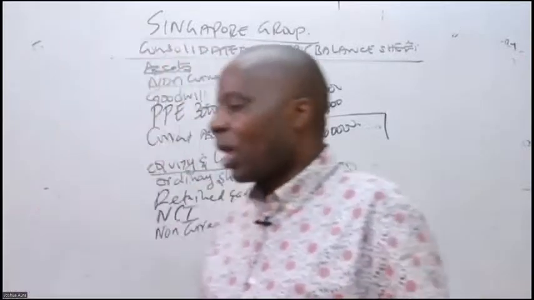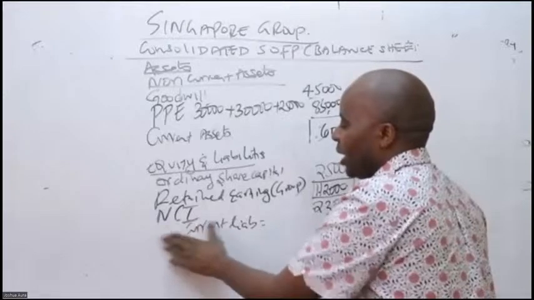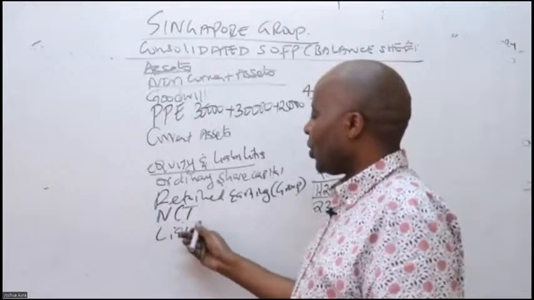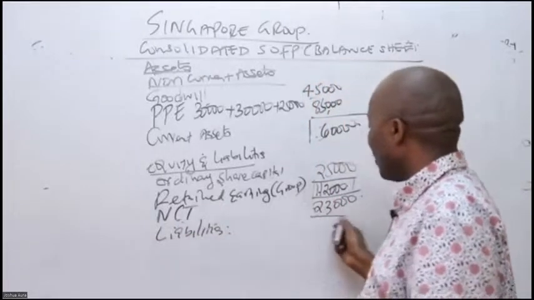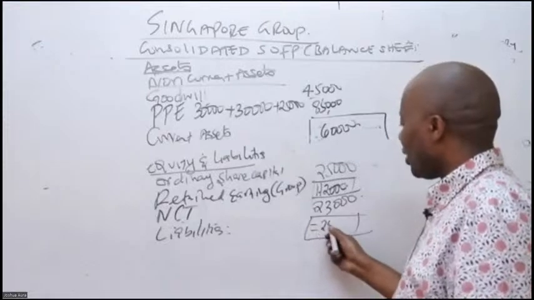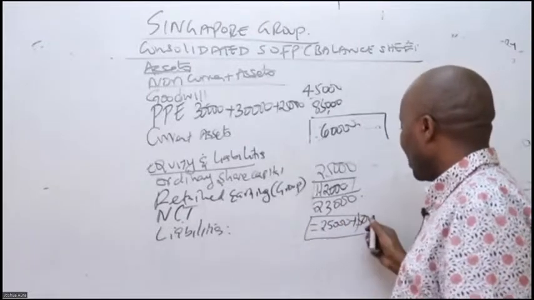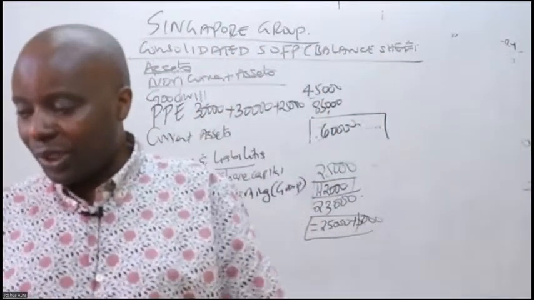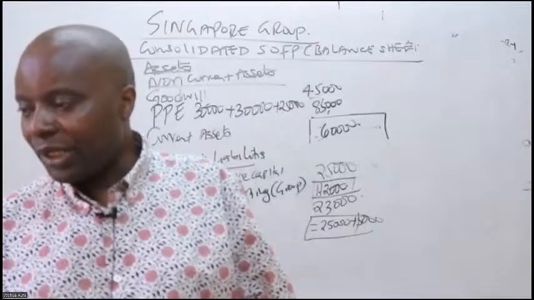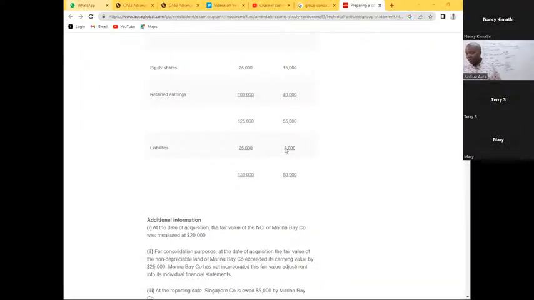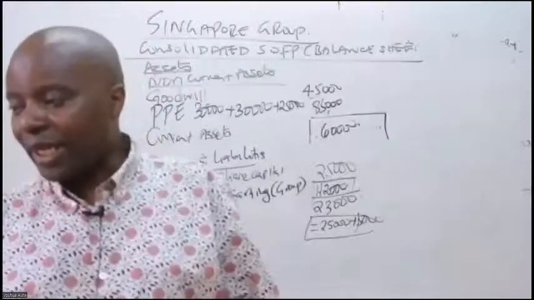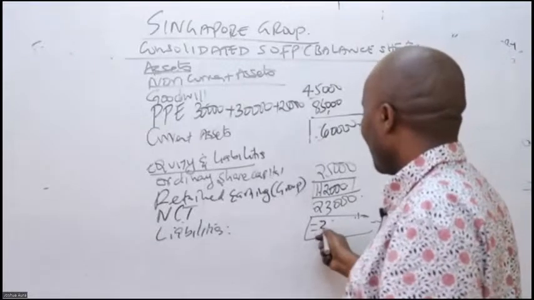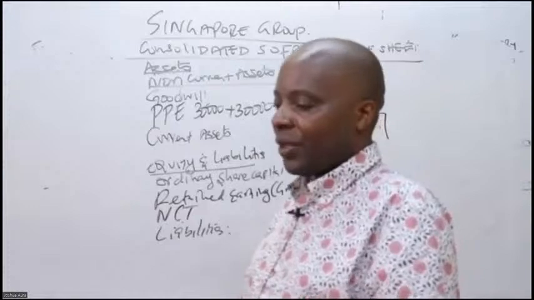So then what I'll do, I will come here and rub this, everything, and then call them just liabilities. So liabilities, what do I have? I'll come here and pick equals 25,000 plus 5,000. Because we are consolidating, we are putting things together. So we are getting what figure here, somebody? We are getting 30,000 here.